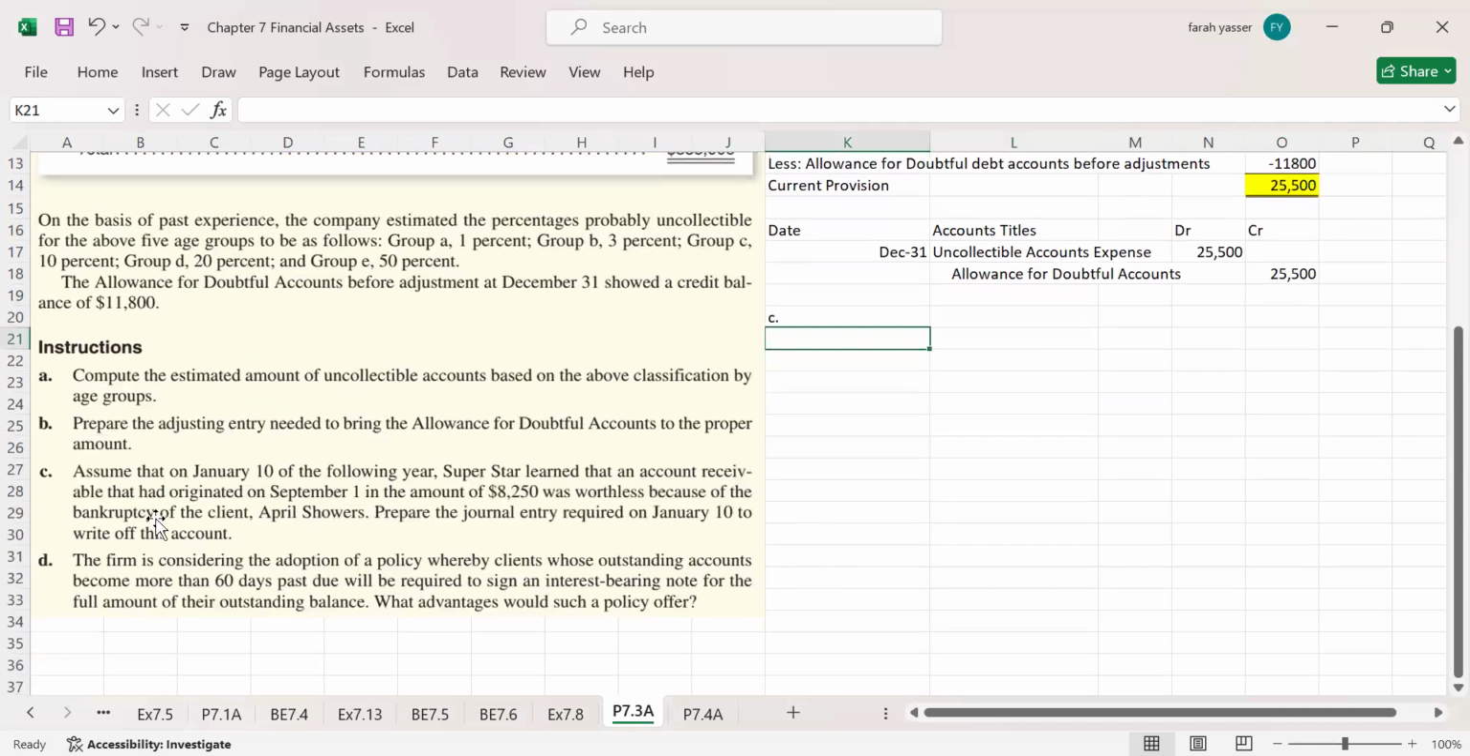What is requirement C? Assume that on January 10th of the following year, Superstar learned that an account receivable that had originated on September 1st in the amount of 8,250 was worthless because of the bankruptcy of the client, April Shower. So the amount receivable from this client became worthless or uncollectible, and we are going to write it off. Prepare the adjusting entry required on January 10 to write off this amount. Write off means we are going to completely close this April Showers account.